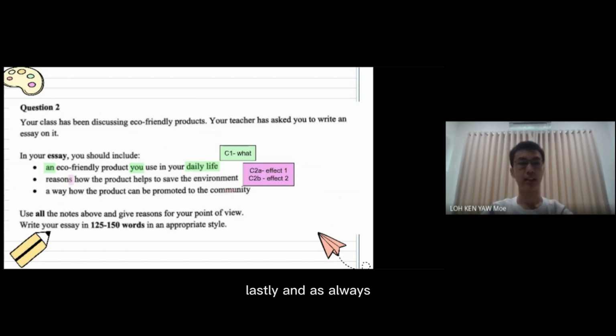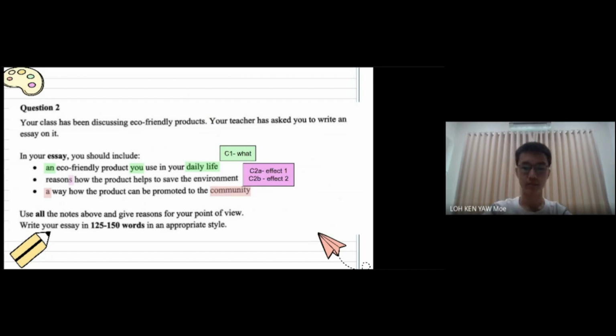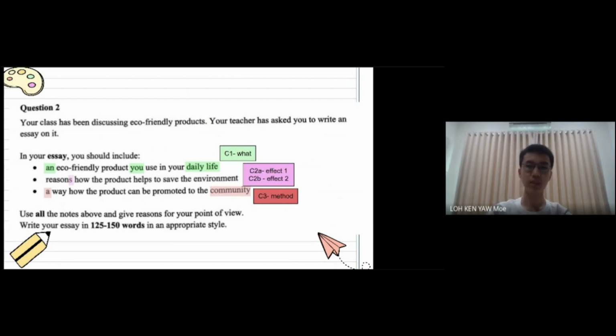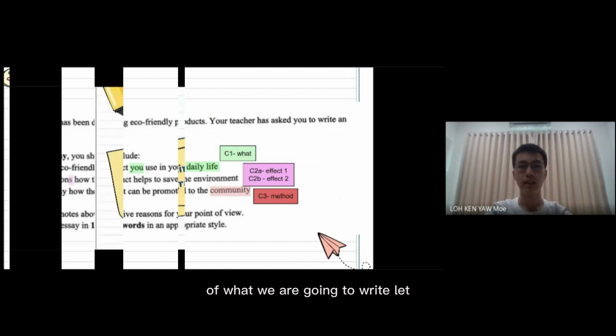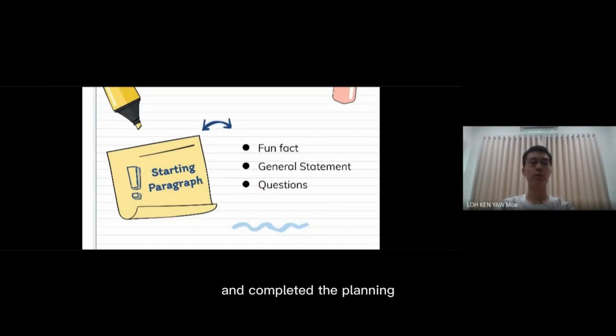Lastly, and as always, the article a implies that the question only requires one way to promote the product. And the word community highlights the target audience. For content point 3, we can summarize it into the keyword method. Now that we have a general idea of what we are going to write, let's move on. Now that we've analyzed the question and completed the planning, it's time to write.